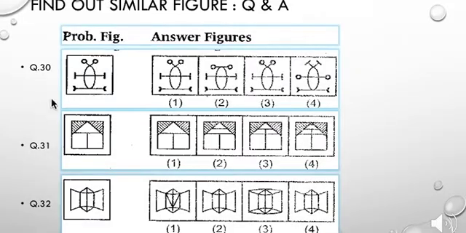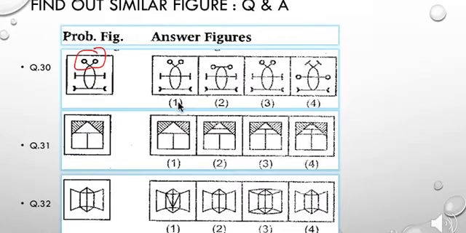Let's go to question number 30. In question number 30, there is a problem figure given and there are 4 answer figures given to this problem figure. We need to check which of the answer figures is exactly similar to the problem figure. So in question number 30, we can see that this design needs to be exactly the same in any of the answer figures.